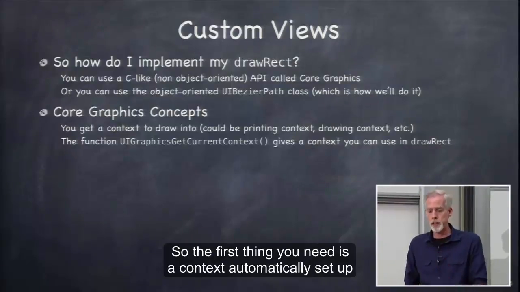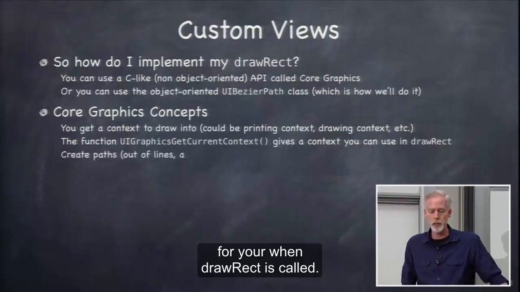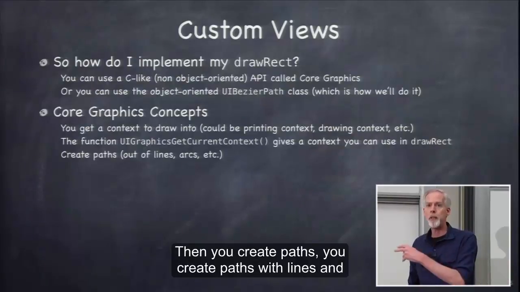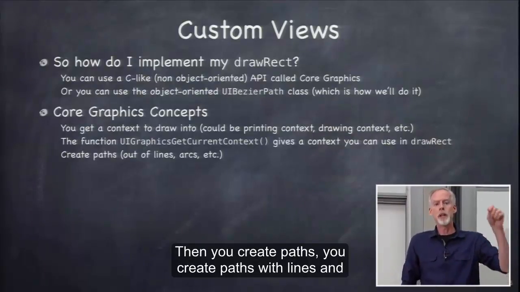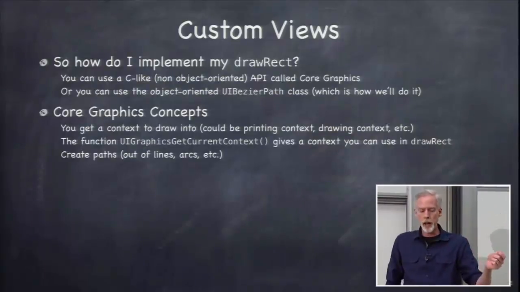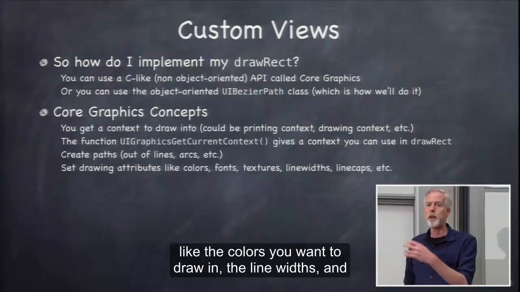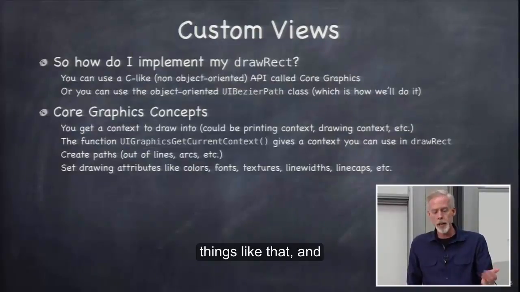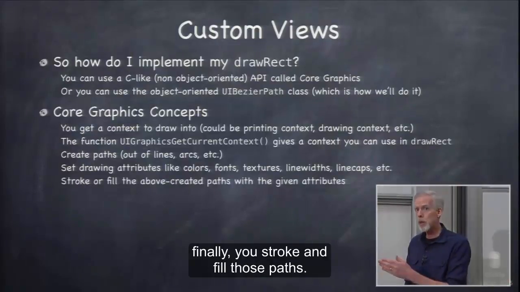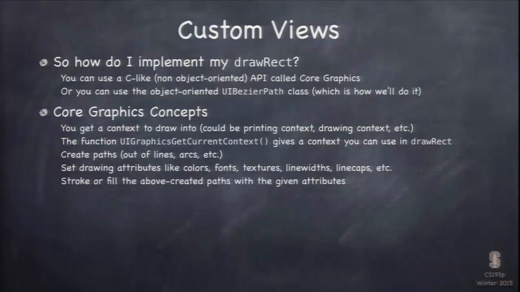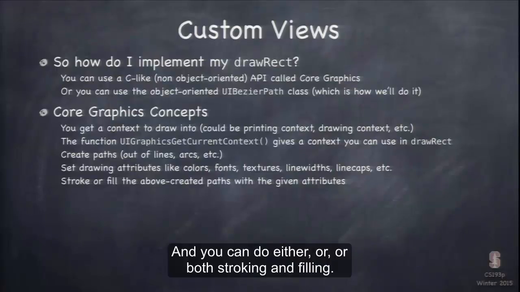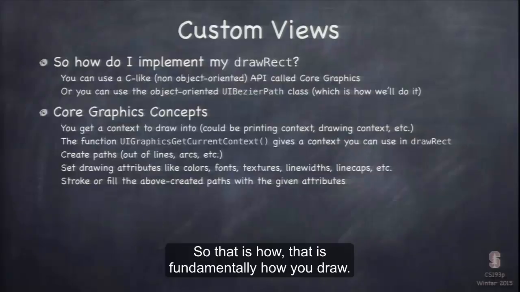So the first thing you need is a context, automatically set up for you when drawRect is called. Then you create paths. You create paths with lines and arcs and things like that. Then you set the drawing attributes, like the colors you want to draw in, the line widths, things like that. And finally, you stroke and fill those paths. Okay? You can do either or both, stroking and filling. So that is fundamentally how you draw.